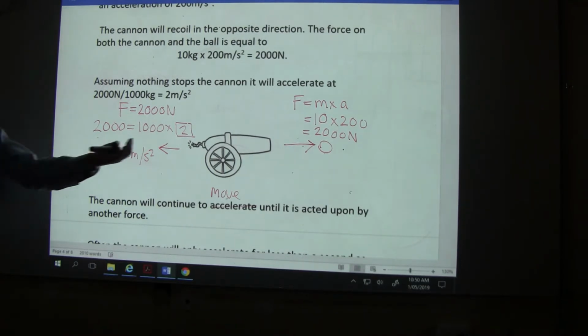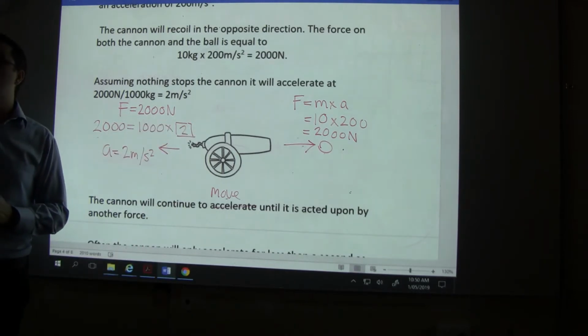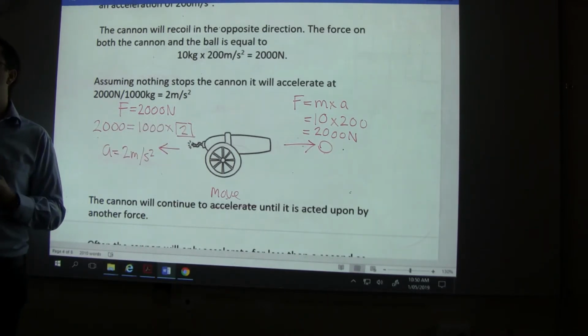Okay, can you see how the forces here on each side are equal? The cannon is moving back, but it's moving back at a much slower acceleration compared to the cannonball, which is moving at a much higher acceleration, but they both have the same force.